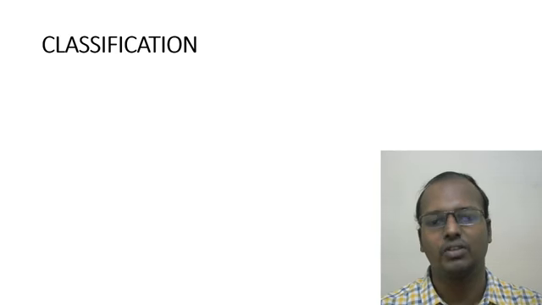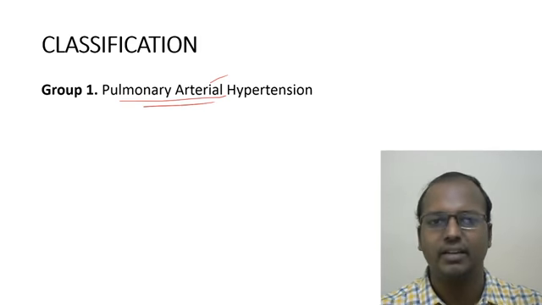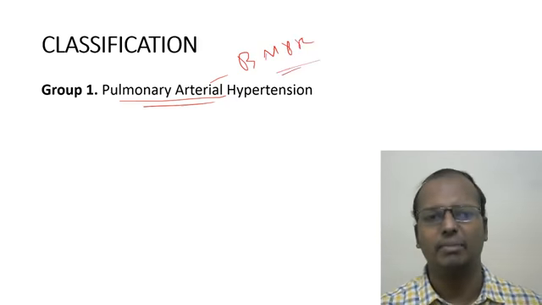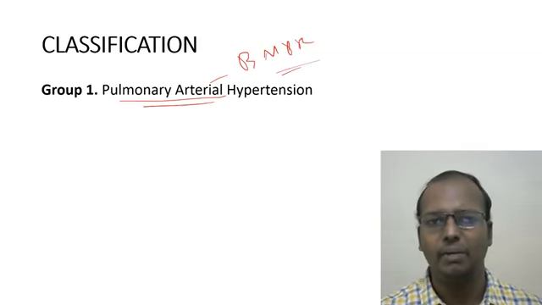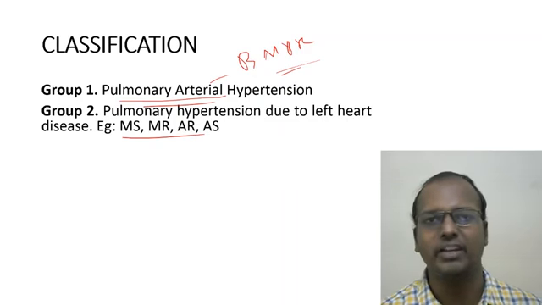There are 5 groups of pulmonary hypertension. Number 1 is pulmonary arterial hypertension, and the idiopathic variety will come under this, and the heritable variety with BMPR mutation, bone morphogenetic protein receptor mutation, will also come under this group. Group 2 is pulmonary hypertension due to left heart disease, like your mitral stenosis, mitral regurgitation, aortic stenosis or aortic regurgitation.